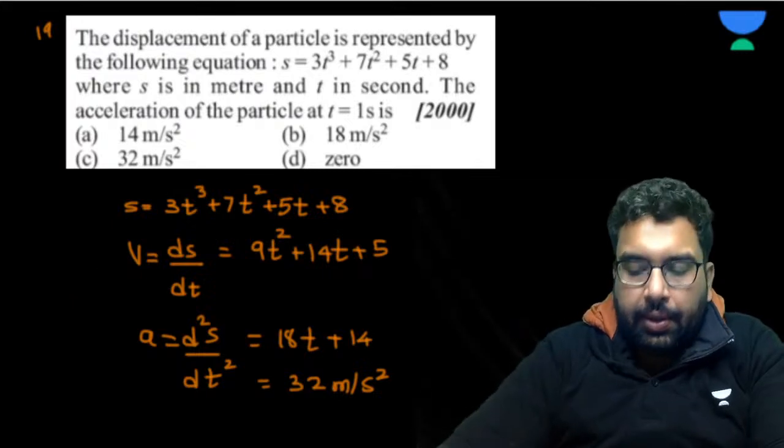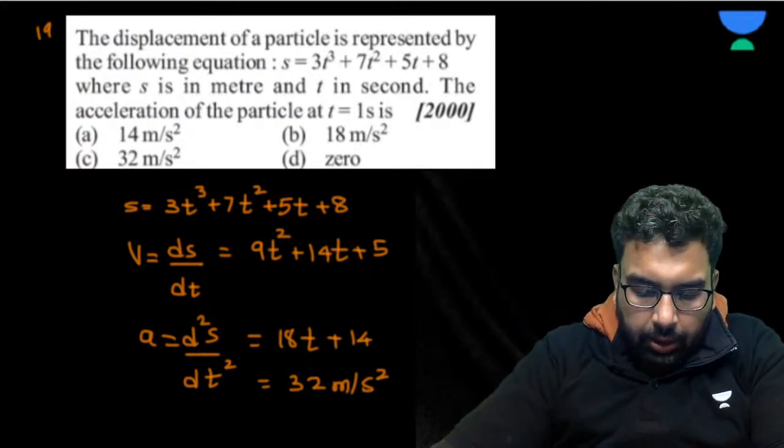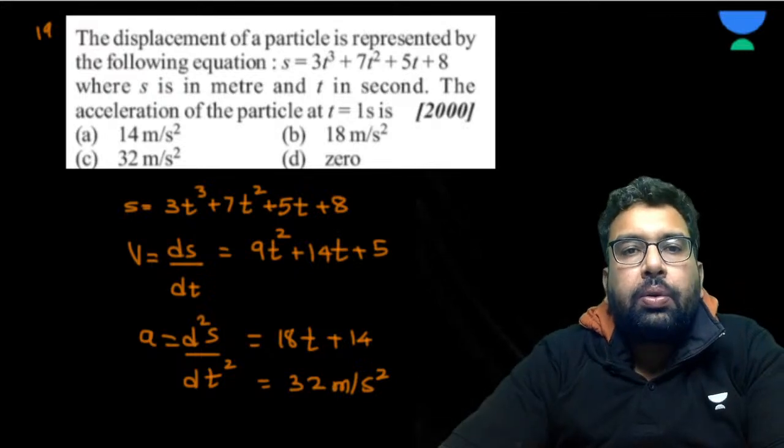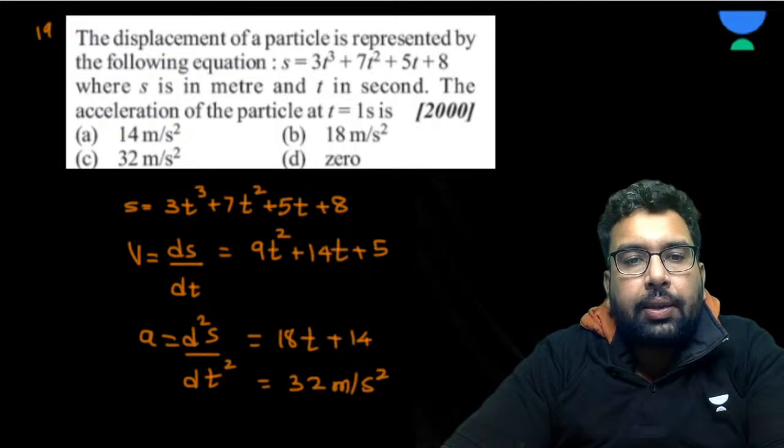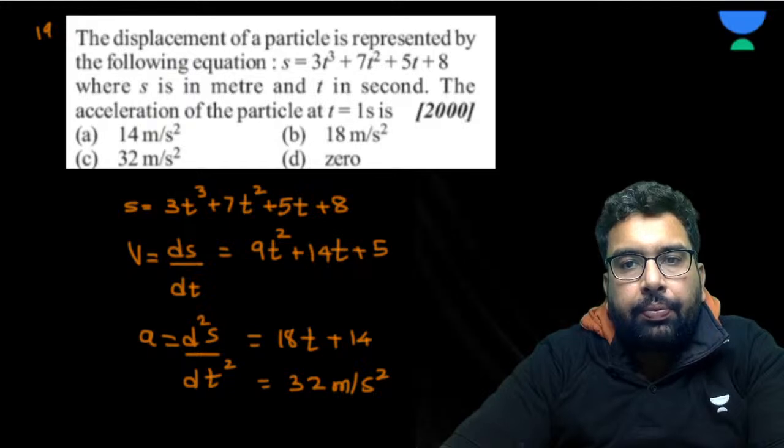Understood, beta? Yeah. Okay, so Tanu, where have you made the mistake in this question? Very simple question. You just have to differentiate twice in this question, right? Yes, it is very, very simple.